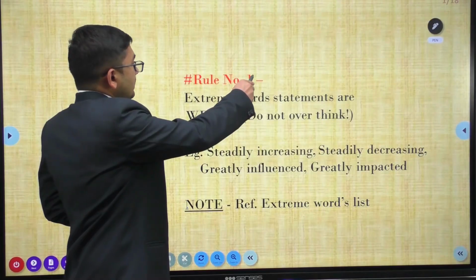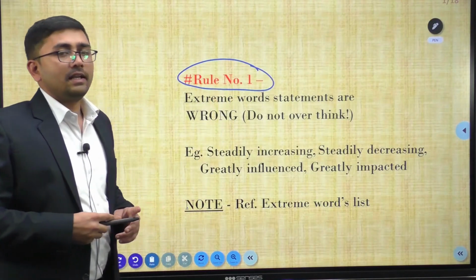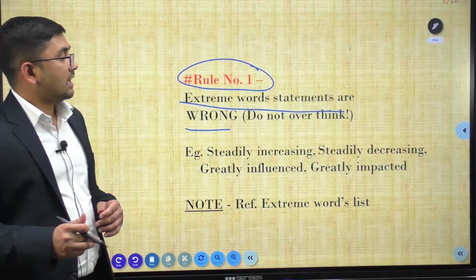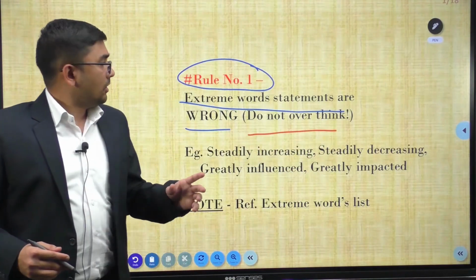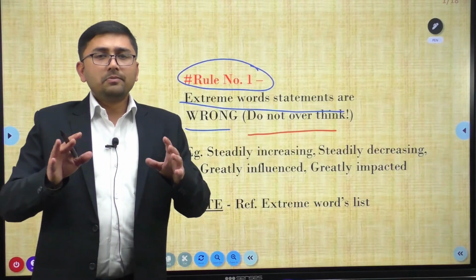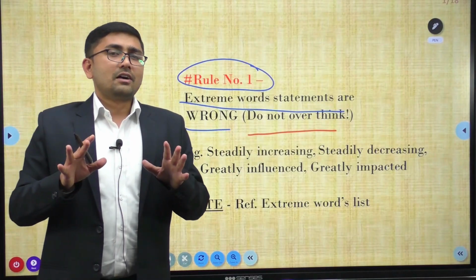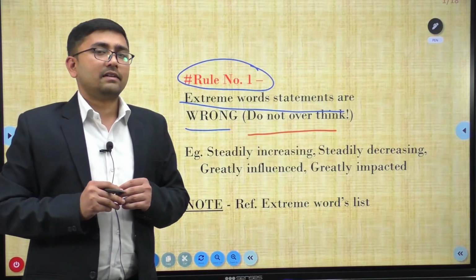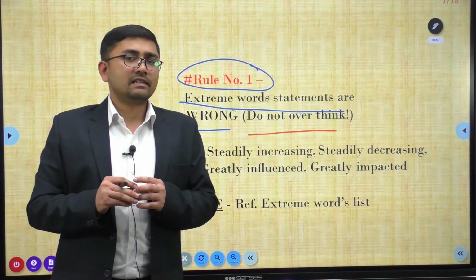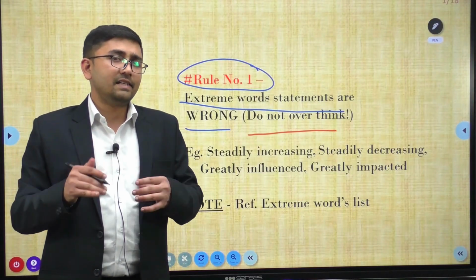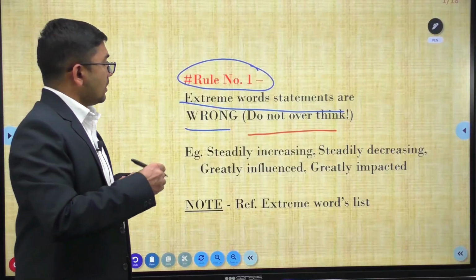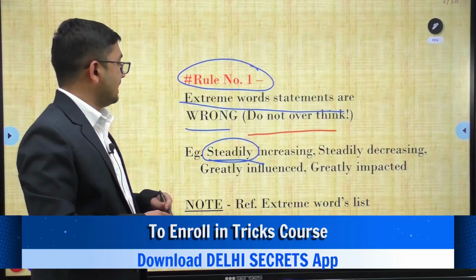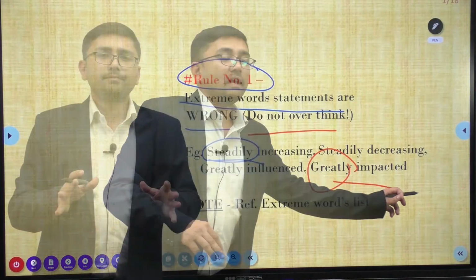Rule number 1, the first rule, is that extreme word statements are wrong. Do not overthink. Sir, what are these extreme words? Extreme word statements are those with adverbs, words ending in -ly, that tell something more about the statement, that is, exaggeration. Here the keywords are steadily increase, steadily decrease, greatly impacted, likewise.